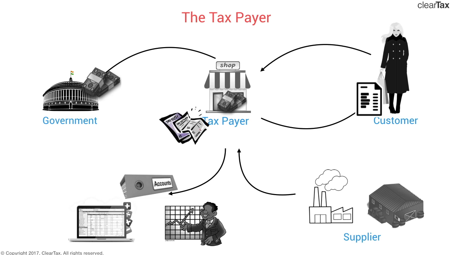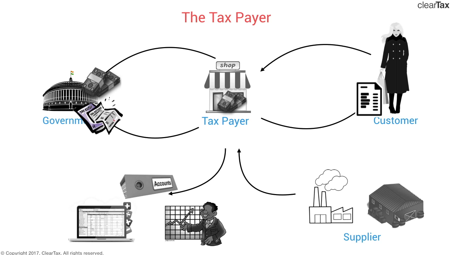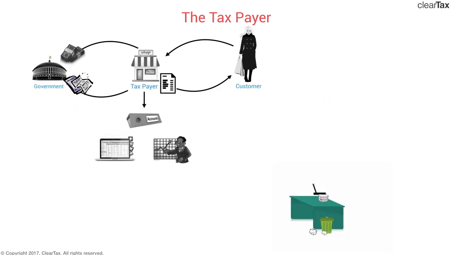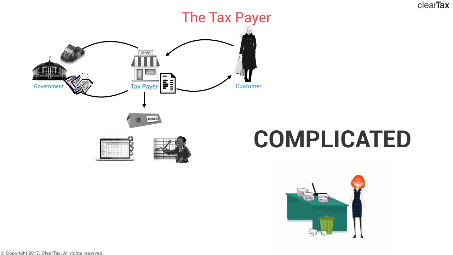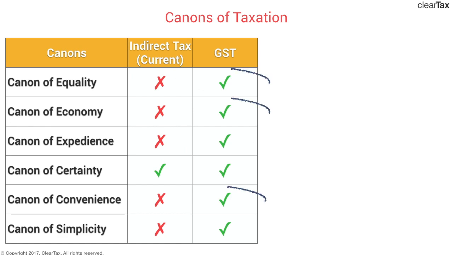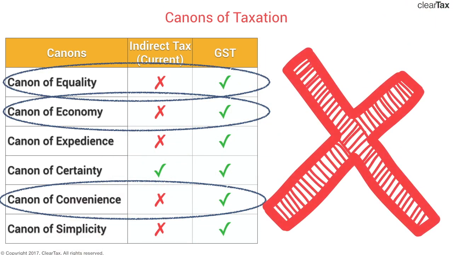And eighth, he'll have to file monthly returns to the government. All these returns are very exhaustive and ask for a lot of details which have to be correct. And for that, again, he'll have to appoint another team or an expert to file monthly returns only. And so all of this makes the process, one, very complicated, and two, probably expensive. And this is precisely the reason why the canons of equality, economy, and convenience are absolutely not met in the current tax structure. The processes make it so complicated that it is not at all convenient for the taxpayer.